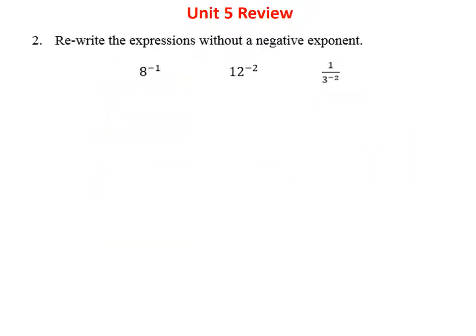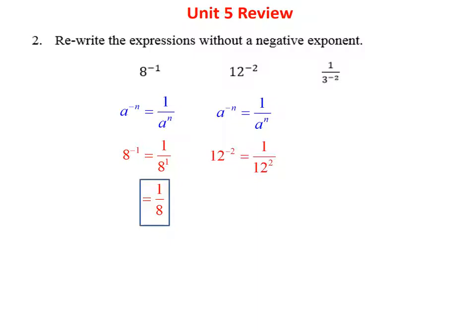The second problem simply tests our ability to change negative exponents to positive exponents. In the first one, we remember that any number to the negative power means I simply flip it over, take the reciprocal, and change it to positive. So 8 to the negative 1 means divide by 8 one time, or simply 1 over 8. Likewise, 12 to the minus 2 means I divide by 12 2 times. So 12 to the minus 2 is 1 over 12 squared, or 1 over 144.